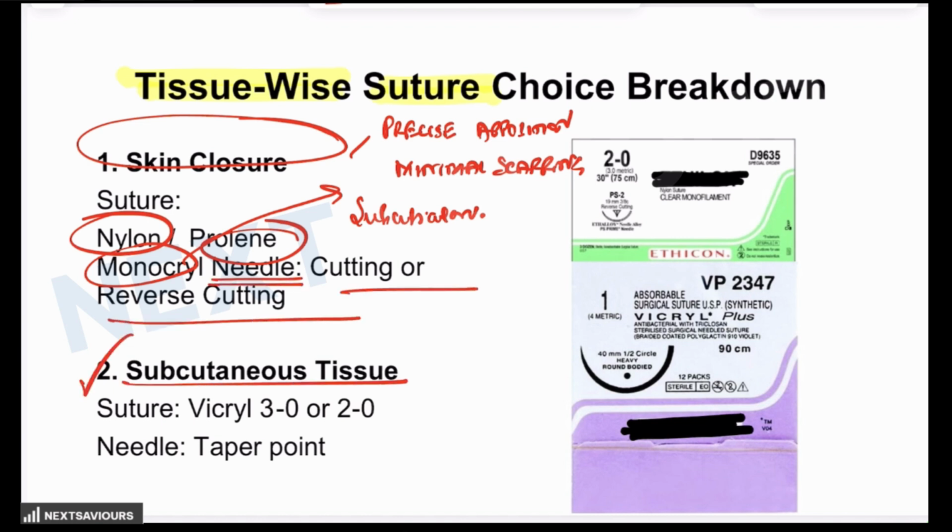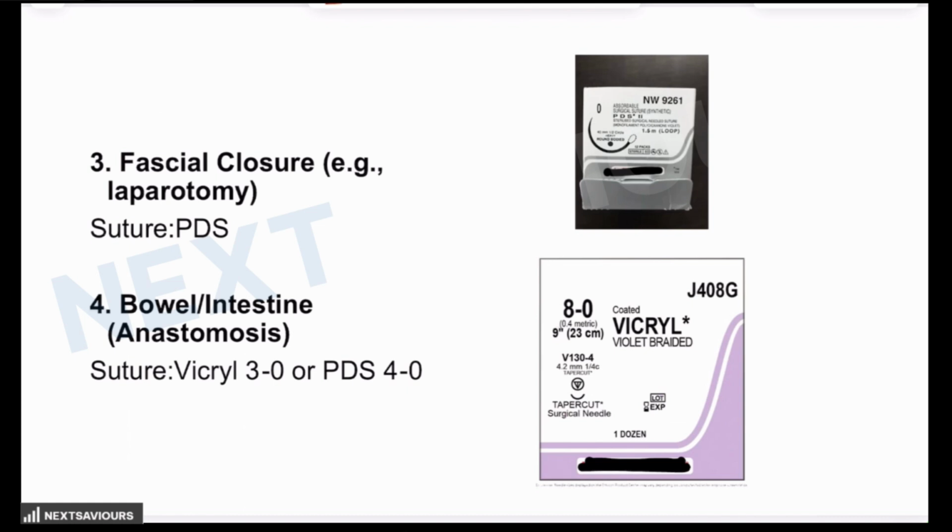For subcutaneous tissues fixation, the goal is to eliminate the dead space obviously. So the suture which is utilized is Vicryl 3-0 or 2-0. The needle obviously has to be a taper point needle in order to go for the easy engagement. Next is the fascial closure.